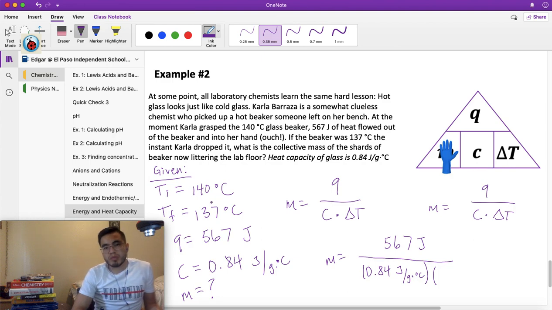But the right way would be to say if it lost heat, then this number would be -567. So you have negative over here, so negative and negative cancels. But we're going to use positive just to make it simple. So 3 degrees Celsius. This 3, I got it from 137 minus 40, and then just made it positive.